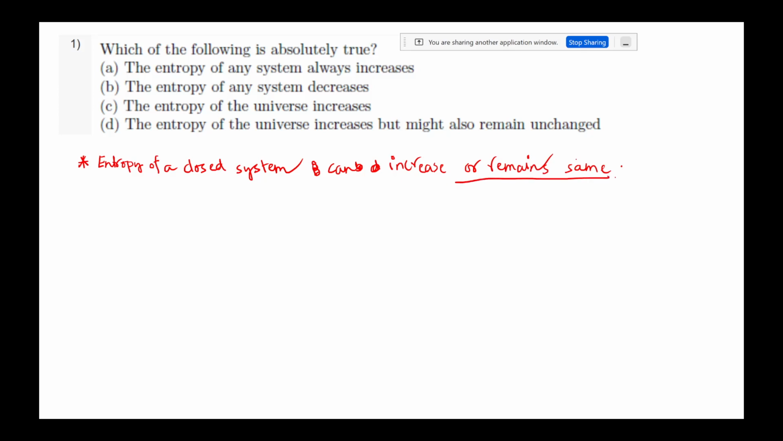So from here we can say that the universe, which can be considered as a closed system, its entropy increases but might also remain unchanged. So option D is correct. But before going further, I want to write the different statements of the second law, because there are different kinds of statements.